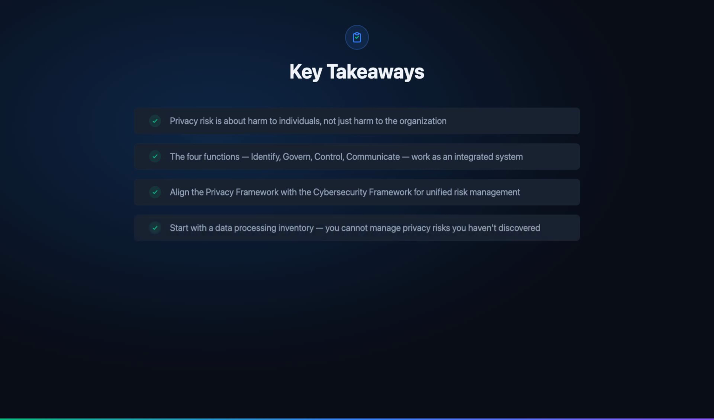And fourth, start with a comprehensive data processing inventory. You cannot manage privacy risks you haven't discovered. The inventory reveals processing activities, data flows, and third-party sharing that may not be visible from policy documents alone.